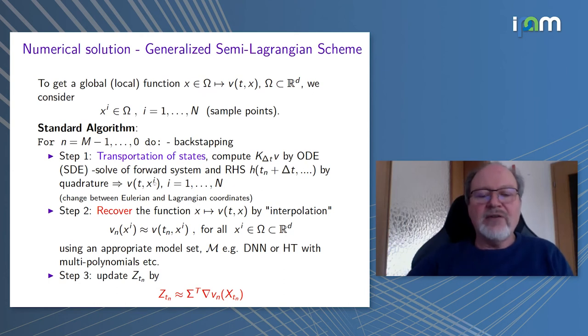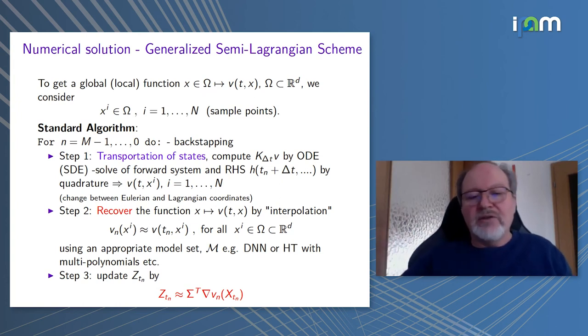Okay. And now in a second step I have to recover, these are only function values at certain points. I have to interpolate between these function values. So this is a recovery step. I want to recover a function by a certain interpolation. And you see what kind of interpolation one can do. It's relatively obvious if you are coming from machine learning, you can do regression. And it's already clear that if you have only finitely many points, you can do this only in a certain model class, which has only finitely many parameters. It can be given by deep neural networks. It can already be given by tensor networks based on multi-polynomial representations of the functions.